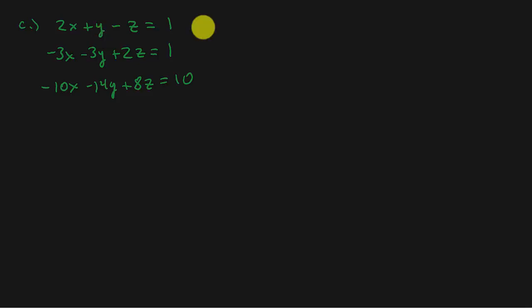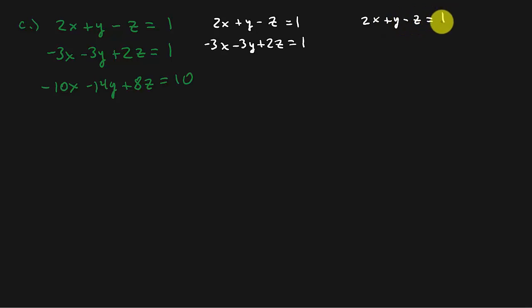Let's do that here. So we've got 2x plus y minus z equals 1. Negative 3x minus 3y plus 2z equals 1. All right, and then I've got 2x plus y minus z equals 1, and negative 10x minus 14y plus 8z equals 10. All right, so which variable do we want to eliminate?